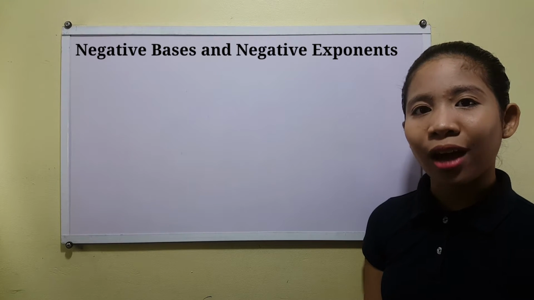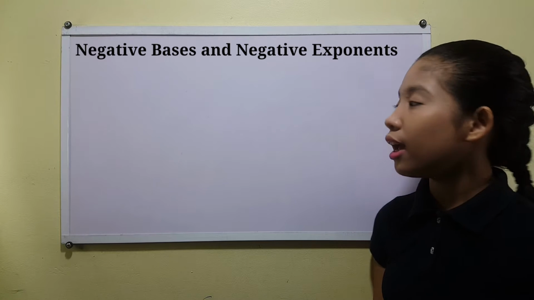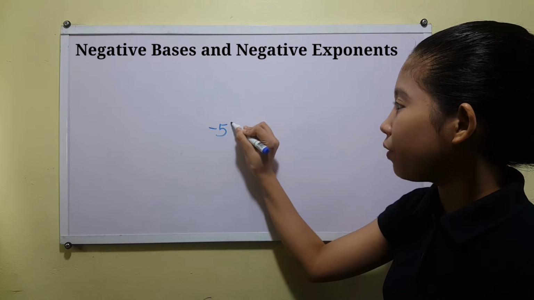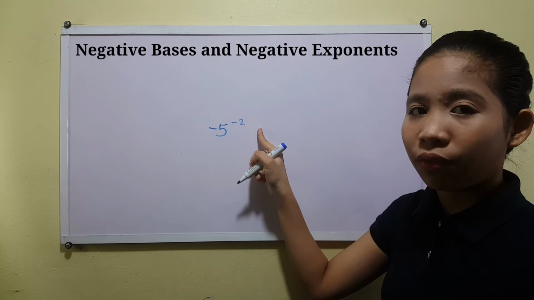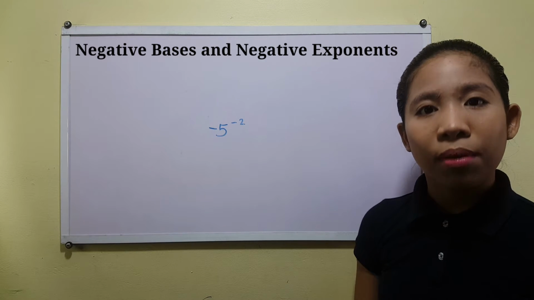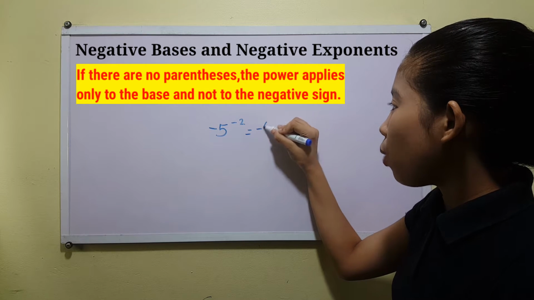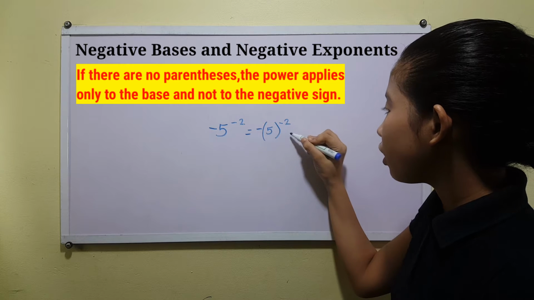Today, let's review how to simplify negative bases with negative exponents. If we have negative 5 to the power of negative 2, only 5 is to the power of negative 2 because negative 5 is not enclosed in a parenthesis. So we can write it this way. Negative quantity 5 to the power of negative 2.